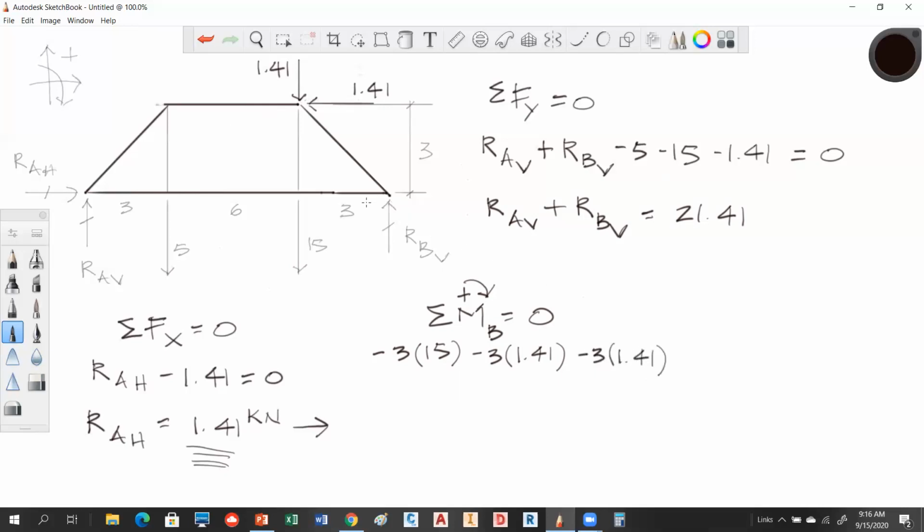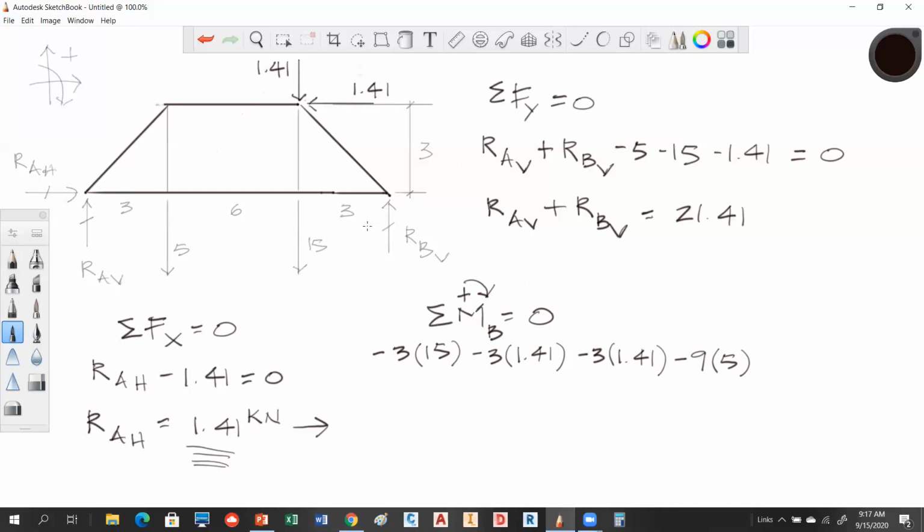Okay, so now let's come back over to this 5 kilonewton load. So we have 3 plus 6, that gets me 9. So we've also got a negative rotation. So we've got minus 9 times 5 kilonewtons. All right, so this vector, this vector, this vector, and that vector. So there's that moment, that moment, that moment, and that moment.